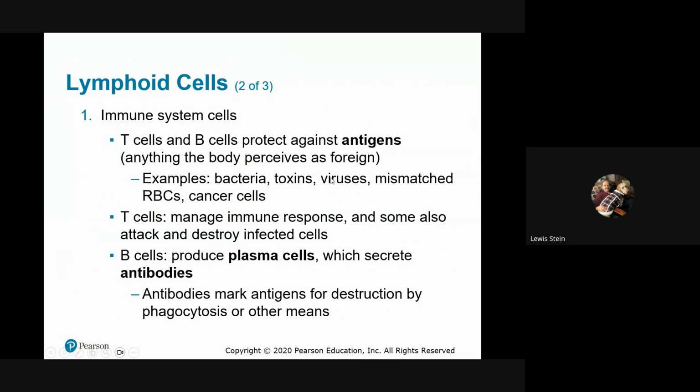So bacteria, toxins, viruses, mismatched red blood cells, cancer cells. T cells, it's about cells that are infected. B cells, they morph into something. We go over this in immune. This is not anatomy. I just want to give it to you for the sake of completeness. These are called plasma cells. They're little factories that make antibodies. I do a really good immune unit.